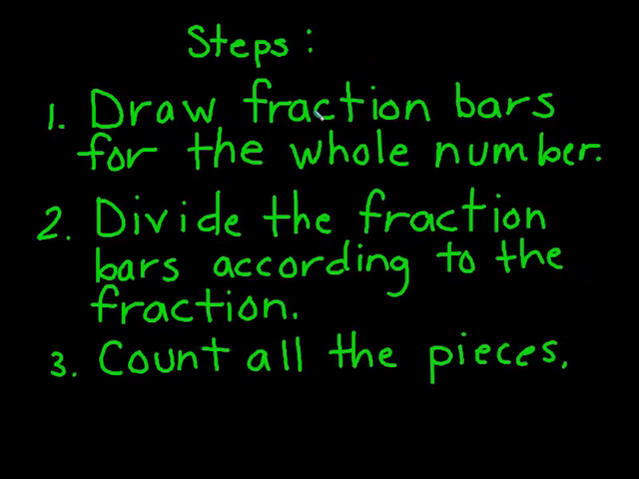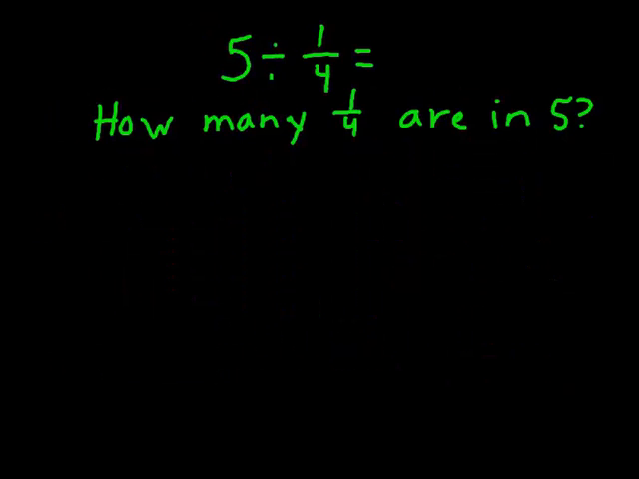The first thing we did was draw a fraction bar for the whole number. So we drew 2 fraction bars. The next thing we did was divide those fraction bars according to the fraction that is the divisor. And then you count all the pieces. So let's do 2 more examples.